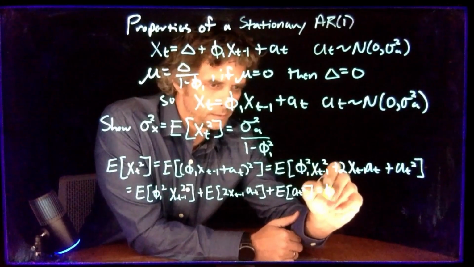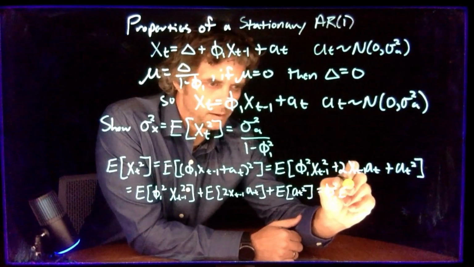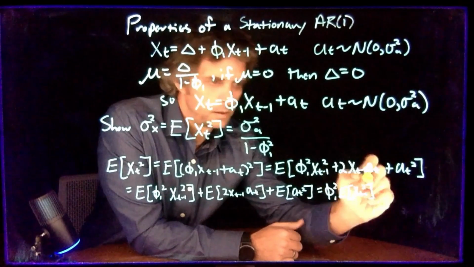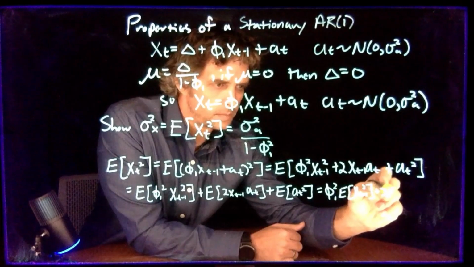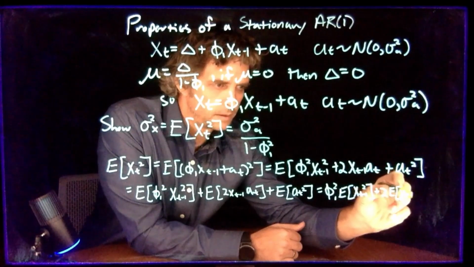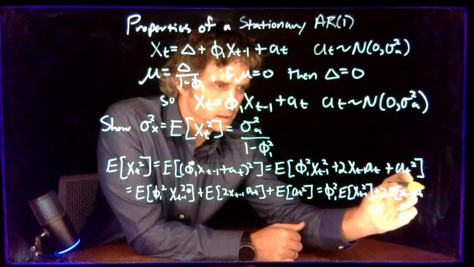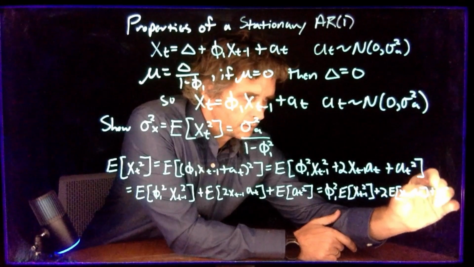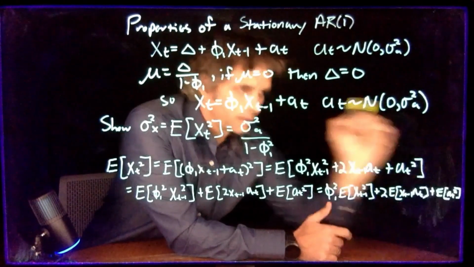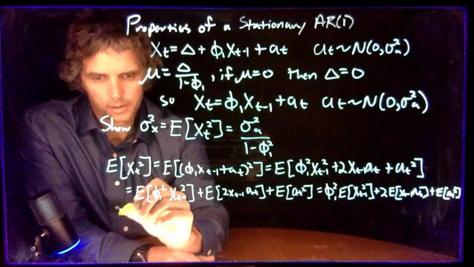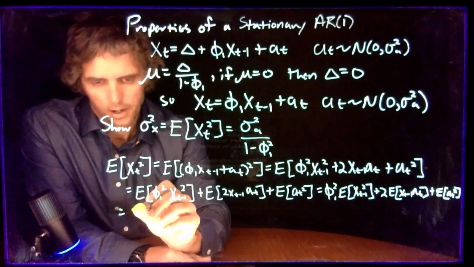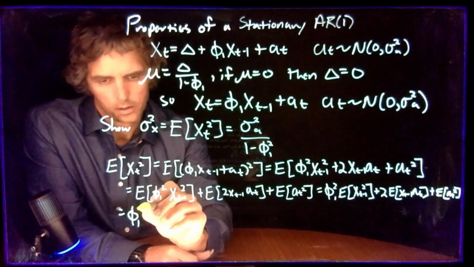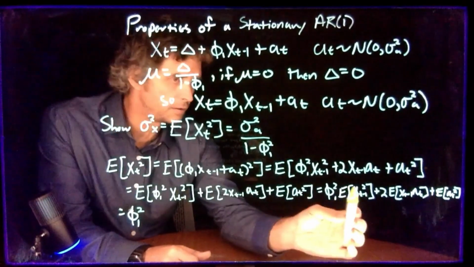That is phi1 squared times the expected value of xt minus 1 squared, plus 2 times the expected value of xt minus 1 at, plus the expected value of at squared. All right, so we squeezed that in there, but let's keep rocking it. So this is phi1 squared, and we have the expected value of xt minus 1 squared.